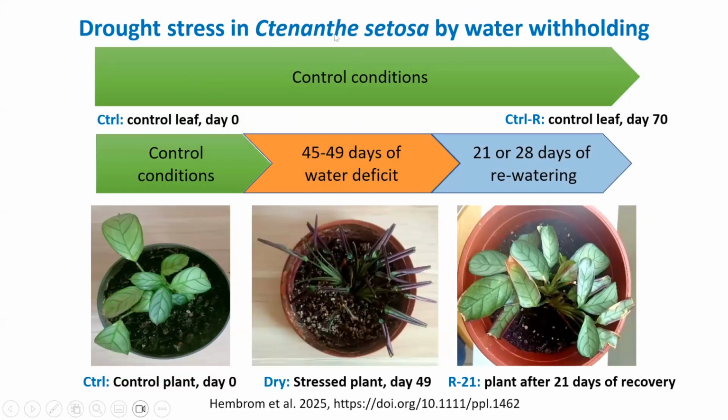We used a plant which is not very widely used as a model plant, but it's an ornamental plant that is quite famous for surviving very long periods of drought stress. It can even survive up to 60 days, but what we chose is that we did not water it for 45, 49 days. And what happens at this time period is that the leaves are rolled, and that helps to minimize water loss by transpiration.